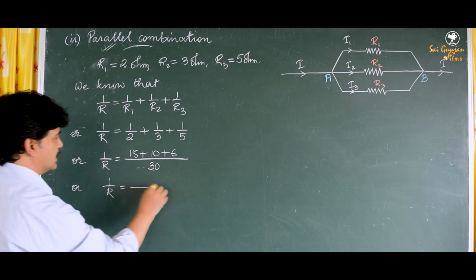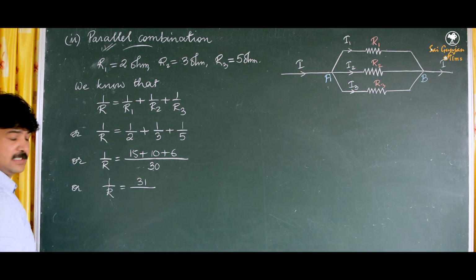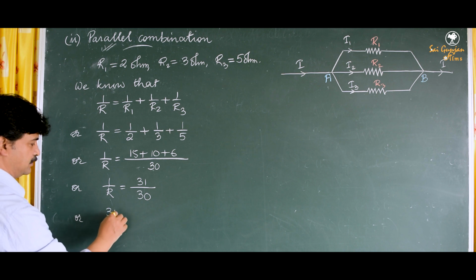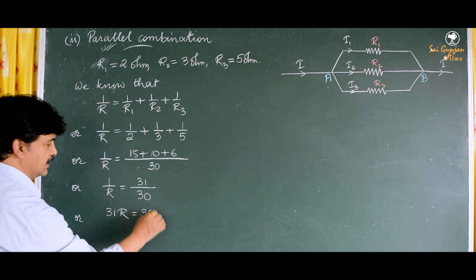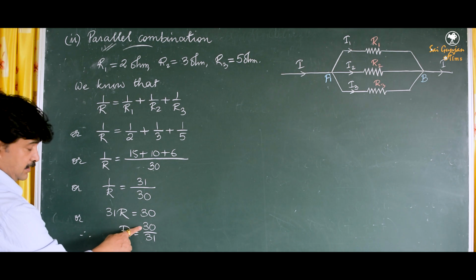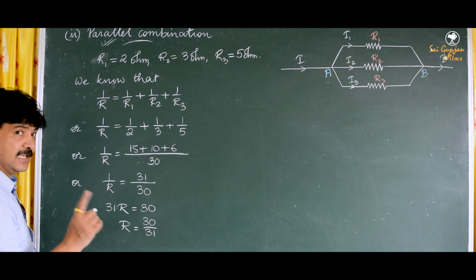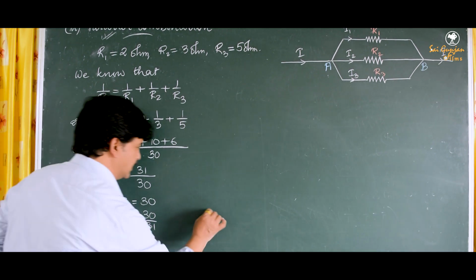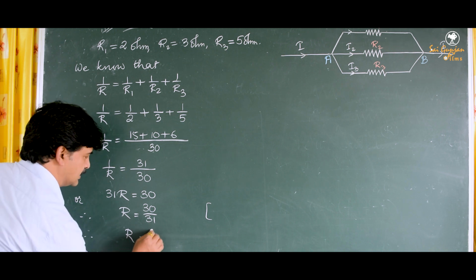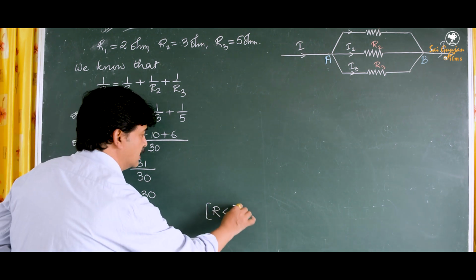1 by R is, now we add, no? 15 plus 10 plus 6, that is 31, isn't it? Divided by 30. Now when we cross multiply, we get 31R is 30 and finally R is 30 by 31. Now here you can see the denominator is more and the numerator is less, isn't it? When we divide this, the value of R will be less than 1. So here it is 0.97. This is less than 1, so R here is less than 1.